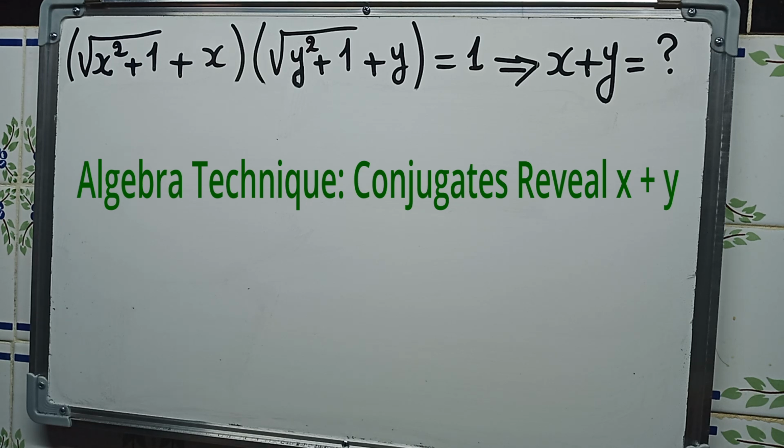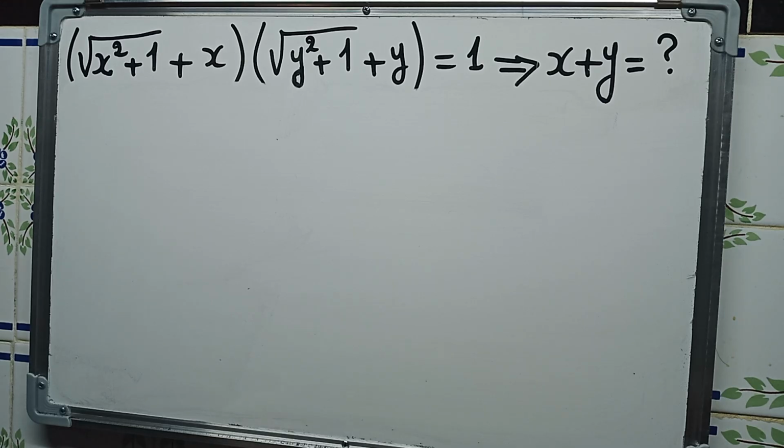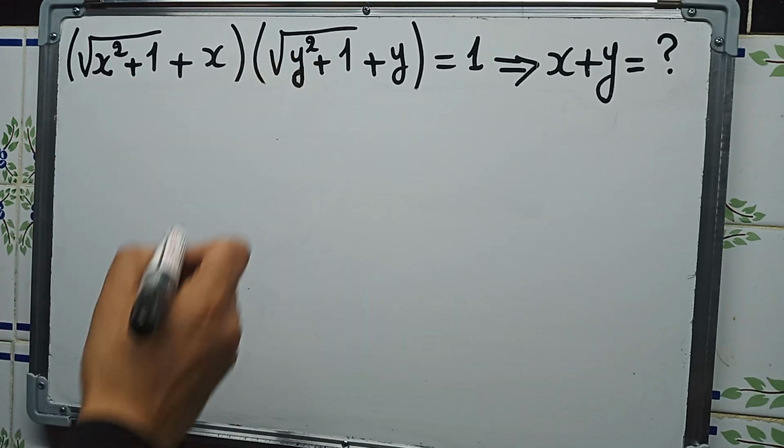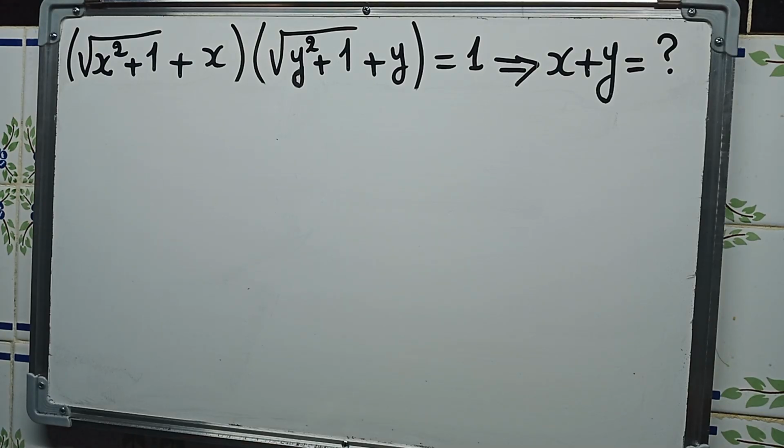In this problem, we have x and y are two real numbers such that (square root of x squared plus 1 plus x) times (square root of y squared plus 1 plus y) is equal to 1. And the question is to find x plus y. So how we will do it?